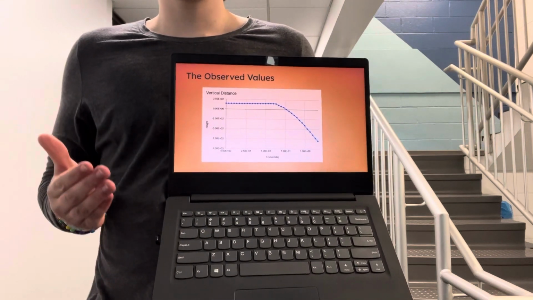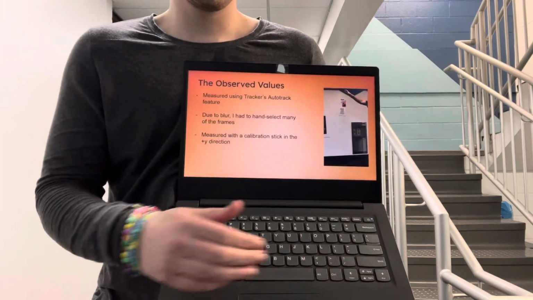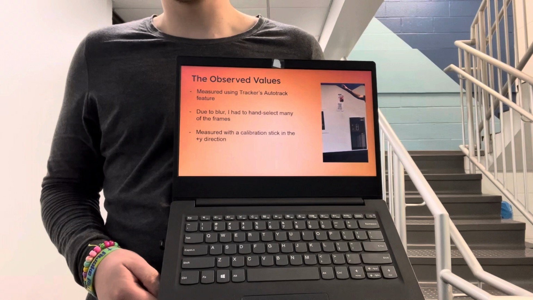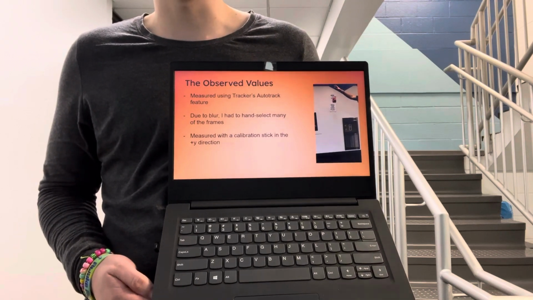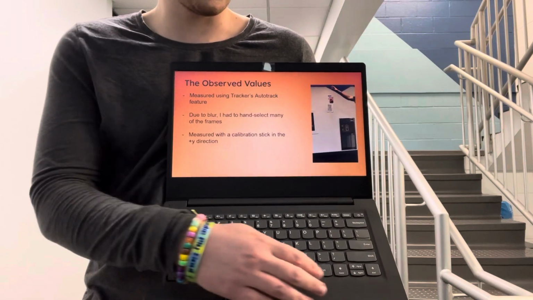So, first we have the observed values, which were calculated using Tracker, the auto tracker. Unfortunately, due to the blur of the falling object and my camera's quality, I had to manually select many of the frames, which could cause some of the variation that is seen in the model.